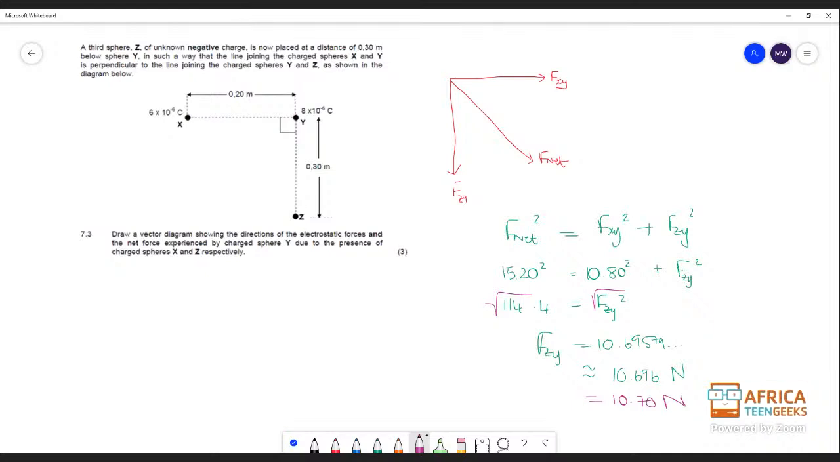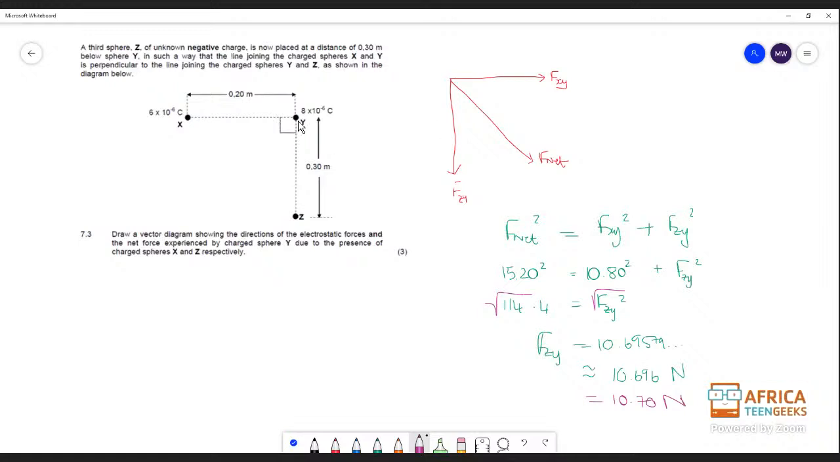So the way to identify the direction of the vectors is you need to be able to tell yourself whether there's an attraction or a repulsion between the charges. So between X and Y, they are being repelled by each other. And we had to find it in terms of Y. So what happens to your Y sphere? It's been pushed away from X, so it's going to move to the right.